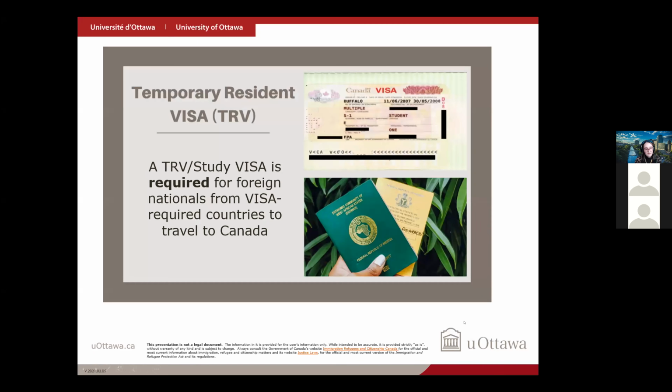Okay, so temporary resident visa, TRV. On the slide here, you can see it's like a sticker or counterfoil that IRCC places in your passport. This one's a little bit old, so your TRV might look nicer, a little bit more modern than this one. But it really is like a sticker that is placed in your passport. It's for foreign nationals who are from visa required countries. The visa is basically the authorization that allows you to travel to Canada by plane. So it really is like a sticker in your passport.